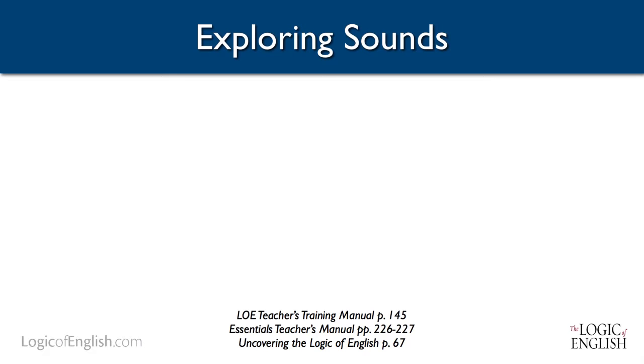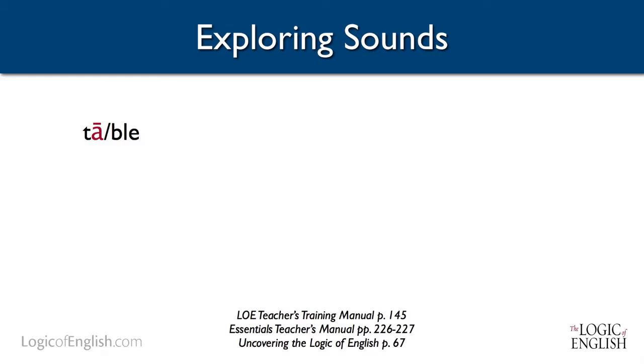So the fourth most common reason for a silent final E is every syllable must have a written vowel. Now let's use this rule to discover something else about spelling in English. I have a list of words for you on page 145 of the Teacher's Training Manual. We will also be putting the words on the screen. As you read the words, I want you to divide them into syllables.